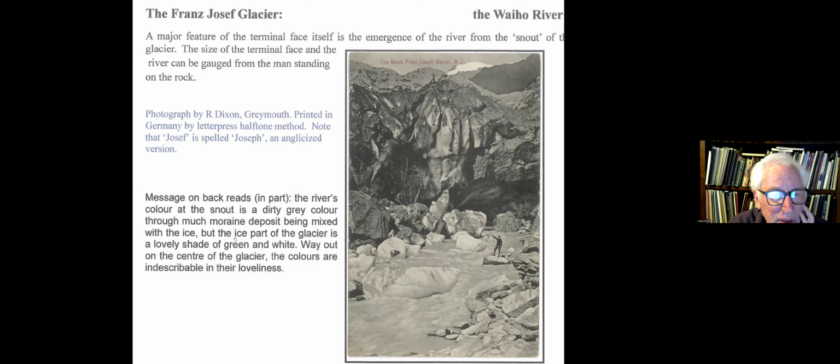So there's a message. So I've got storyline here, then technical information here. Notice this is an example where the spelling on the postcard is Joseph with a PH, but you don't get very many of those. And then I've got information which is actually written on the back of the card. I only do this if it specifically relates to the image, as this one does. So it's talking about the river being a dirty grey colour, mainly due to the rock flour. So the glaciers have incredible grinding capacity, and they'll grind rock down so fine it's now called rock flour.